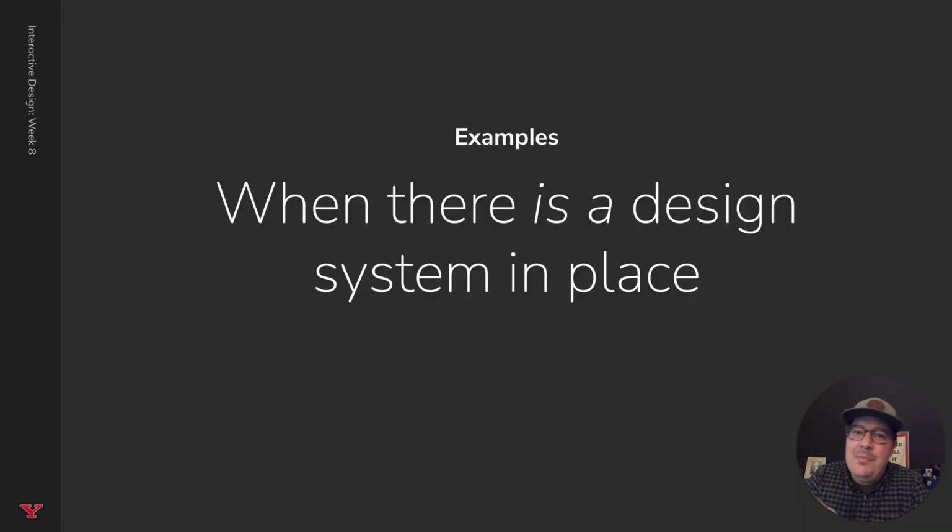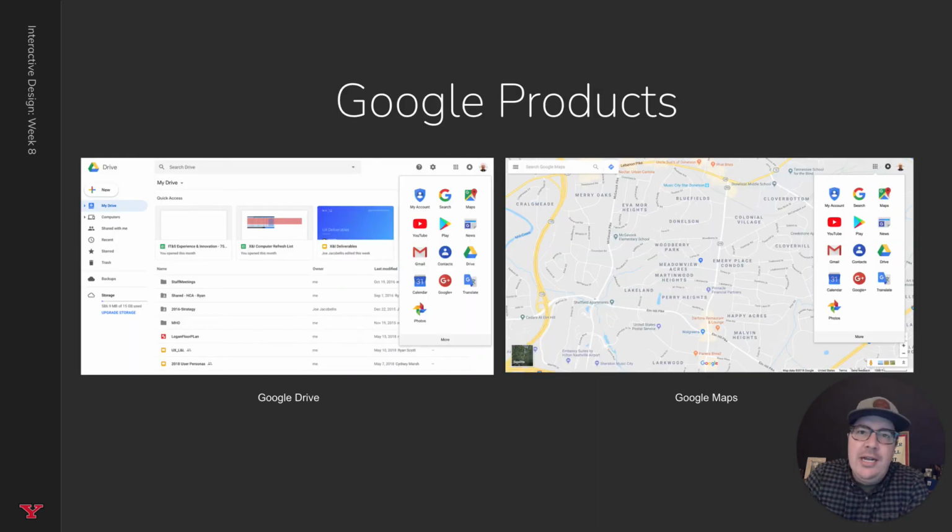Let's take a look at some of the examples of when there is a design system in place. And perhaps the first one that comes to mind are Google products. If you interact with Google products like Google Drive, Google Maps, Google Docs, Sheets, or presentation files, slides, Google Drive, they all look and feel the same. And it's so intuitive, so easy to use those products.